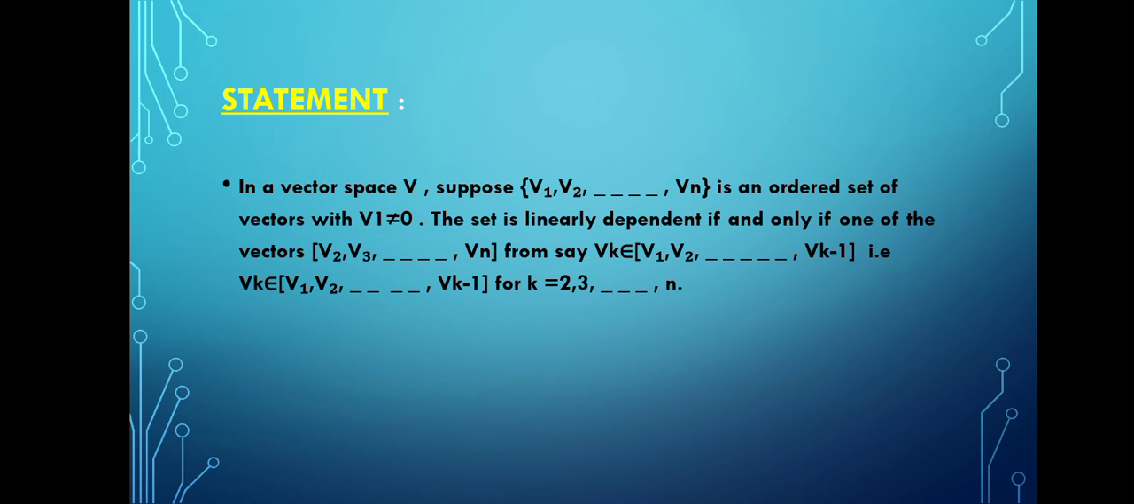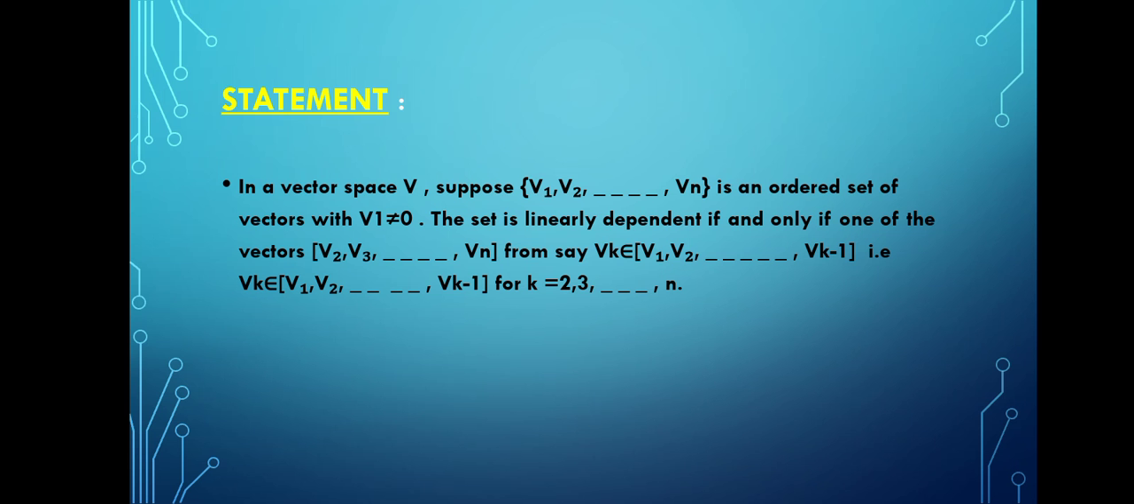In a vector space V, suppose {v1, v2, ..., vn} is an ordered set of vectors with v1 not equal to 0. The set is linearly dependent if and only if one of the vectors v2, v3, ..., vn, say vk, belongs to the span of {v1, v2, ..., vk-1}, that is, vk belongs to span{v1, v2, ..., vk-1} for some k equal to 2, 3, ..., n.